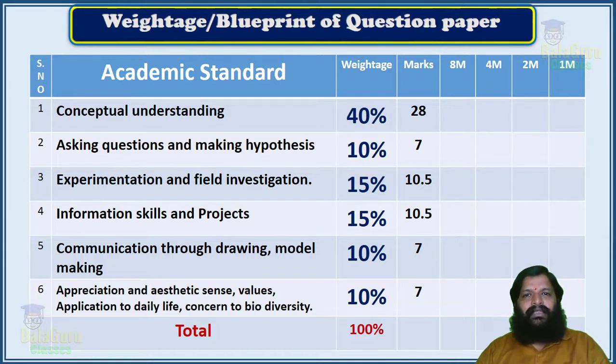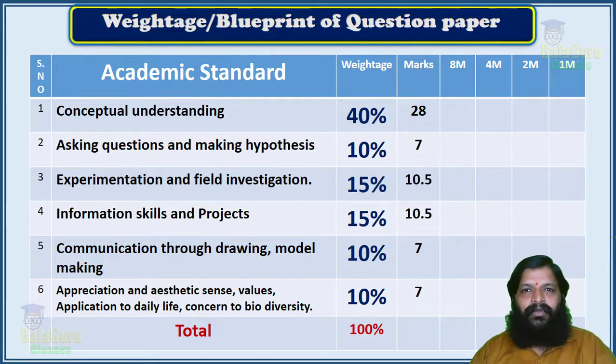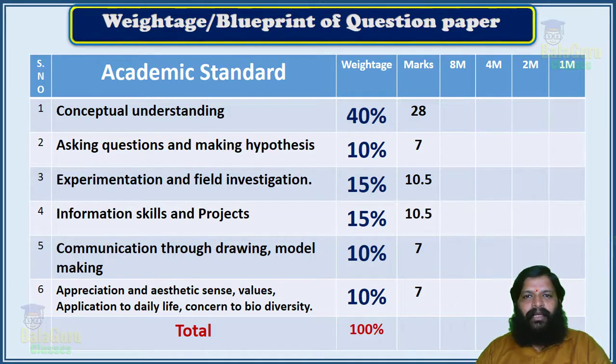When you are writing these experiments or lab activities, remember these steps: aim, required material, precaution, procedure, tables, observation, conclusion and generalization. If we write in this manner, the examiner will be impressed and you will get good marks.